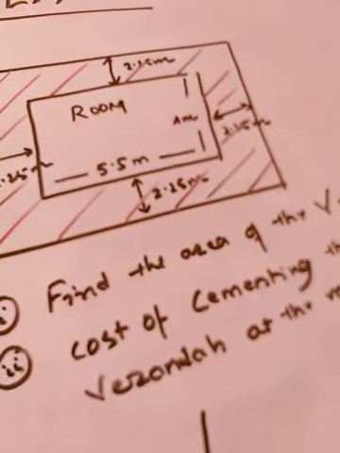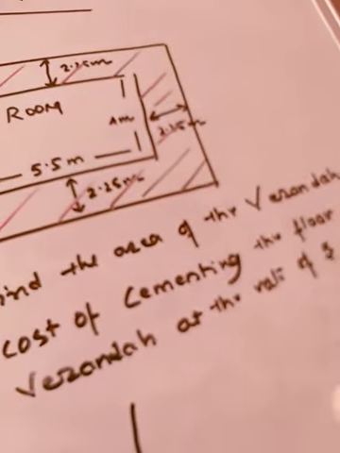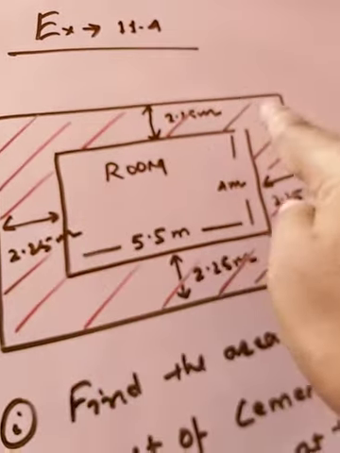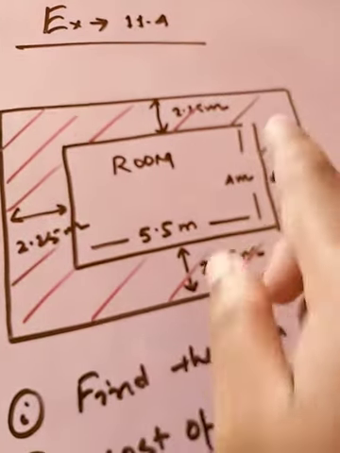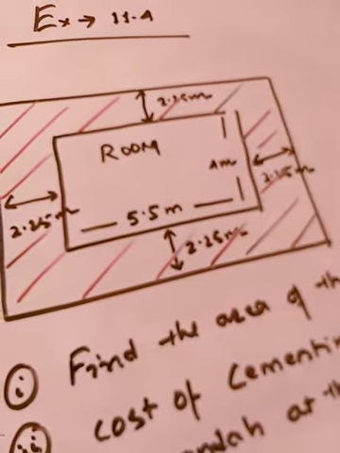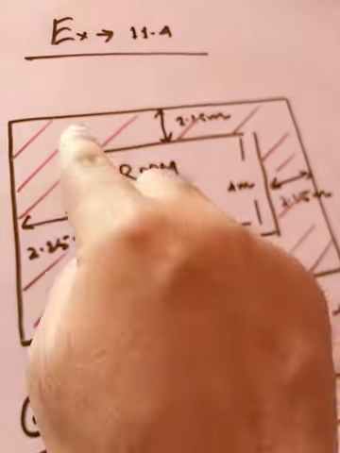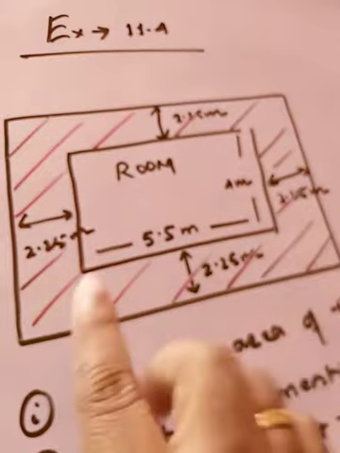The first thing that you have to find out is the area of the veranda. This red portion which I have shaded is the veranda. So you have to get the area of this. We keep the same concept: we subtract the area of the room from the outer rectangle. In that way we'll get the area of the veranda.